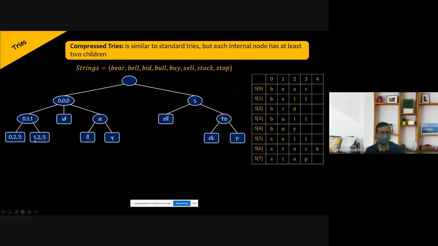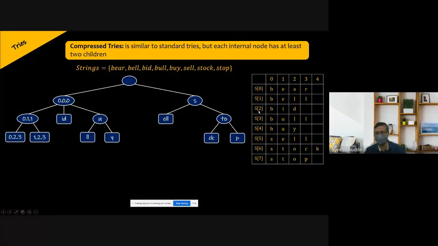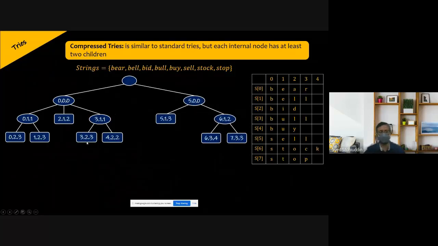So what we have is 1, 2, 3. ID, bid, it is from bid. So I is for the string with index 2, so 2, 1, 2. So we will have ID as 2, 1, 2. The same way U, which is coming from here, will be 3, 1, 1. Then the same way, we can label all the nodes with the indices.